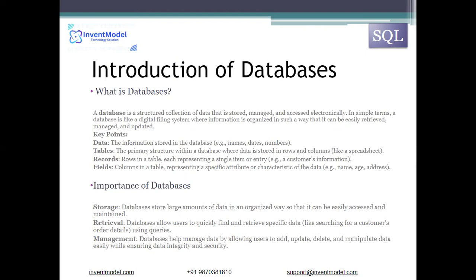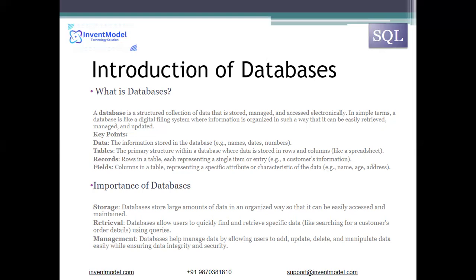What is a database? A database is a structured collection of data that is stored, managed, and accessed electronically. In simple terms, a database is like a digital filing system where information is organized in such a way that it can be easily retrieved, managed, and updated. The key points are data. Data is nothing but the information stored in a database, like your names, your dates, your address, your ID card, your codes, numbers. All these things are the data.